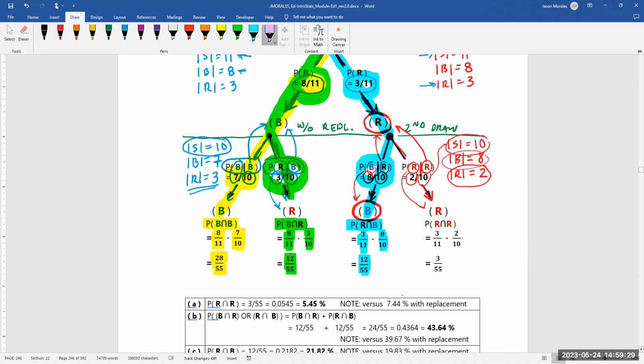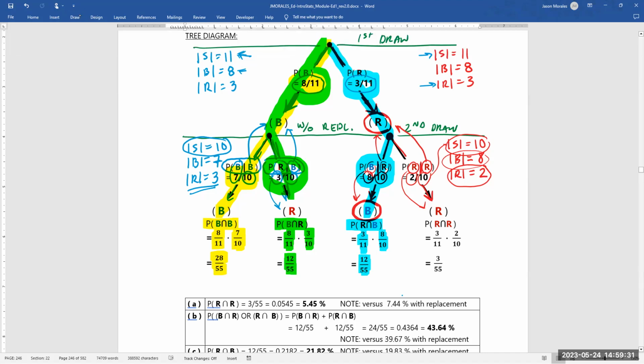And finally, if we look at the probability of getting 2 red marbles, so that's getting red on the first draw and then red on the second draw. So getting red on the first draw is 3 out of 11, and getting red on the second draw is 2 out of 10. 3 over 11 times 2 over 10 reduces to 3 over 55.